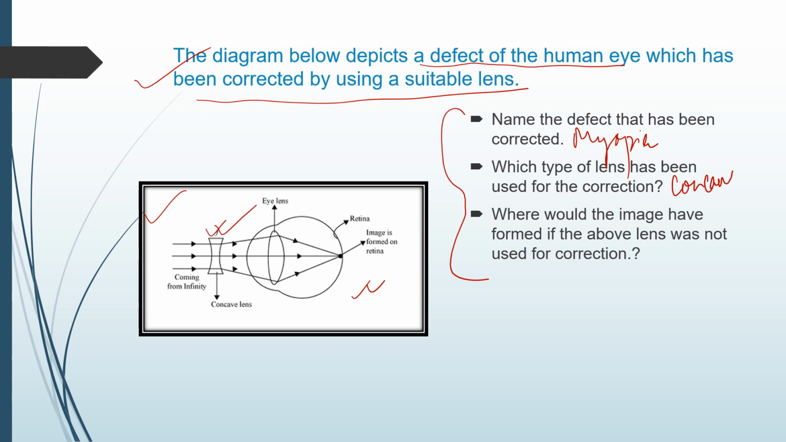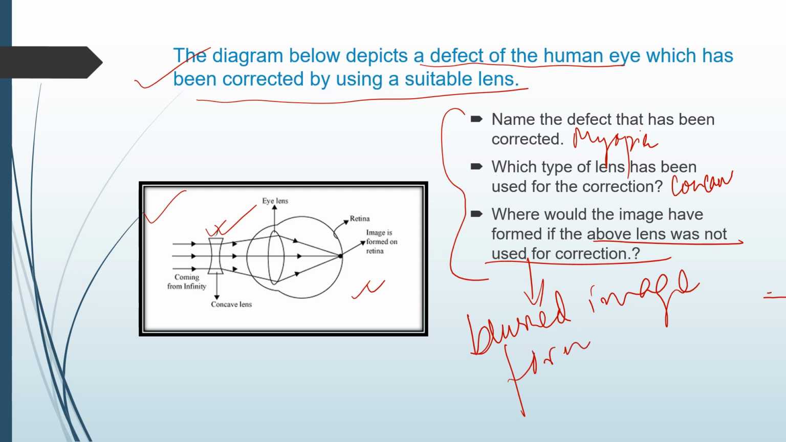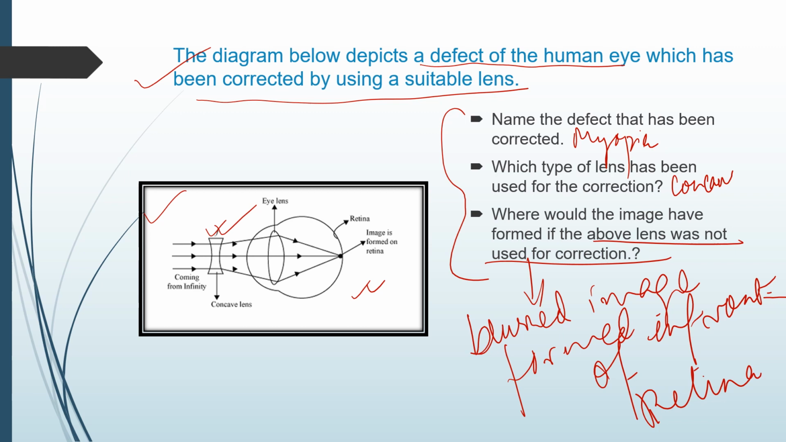Where would the image have been formed if the above lens was not used? If the lens was not used, the image would be formed in front of the retina. So the light is focusing in front, and a blurred image is formed in front of the retina. Is it clear? This is the same type of question I am discussing so that you should get the answer correct.